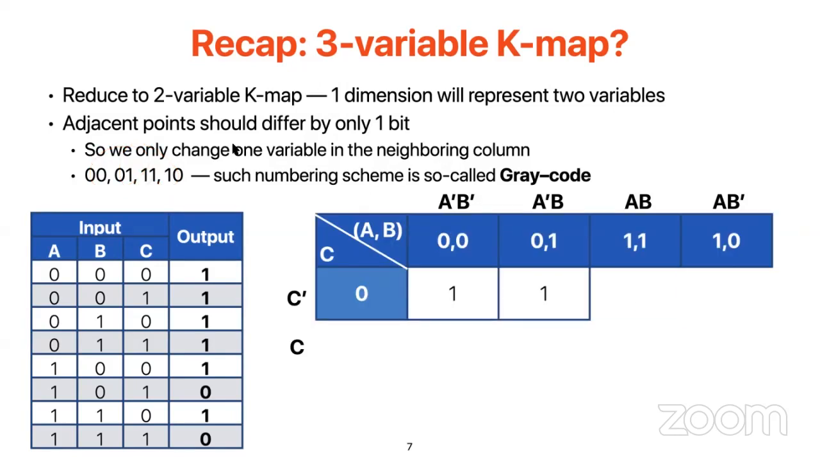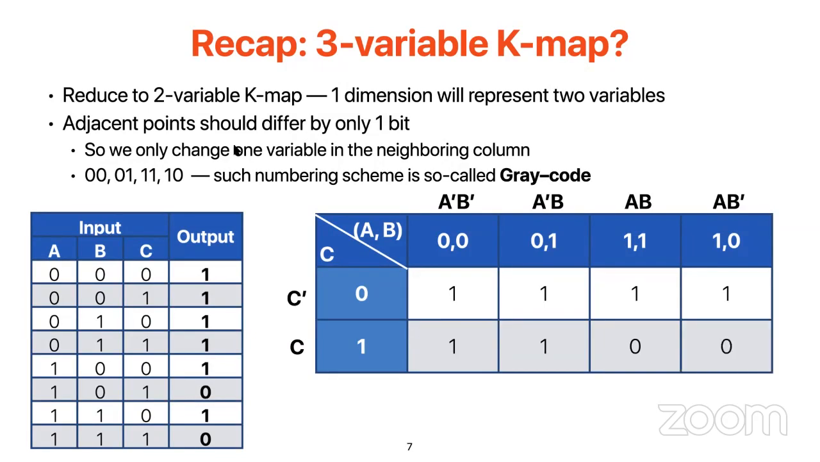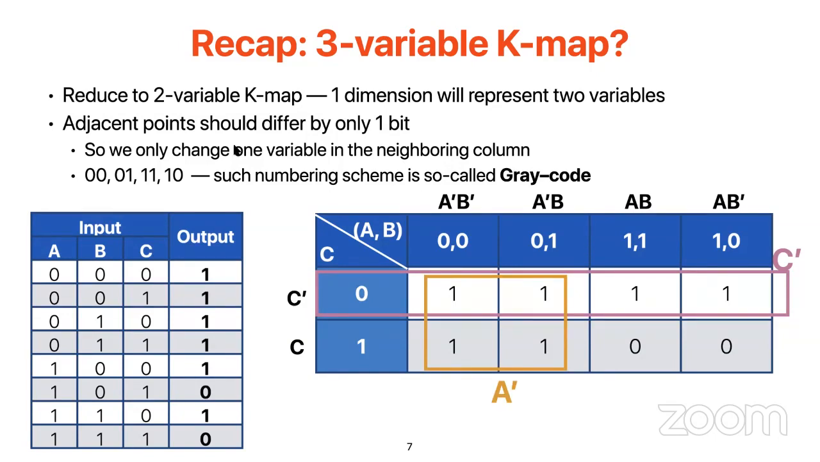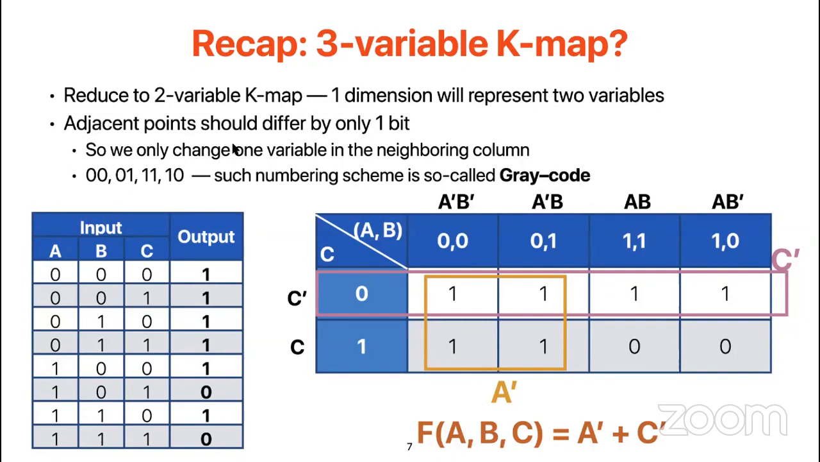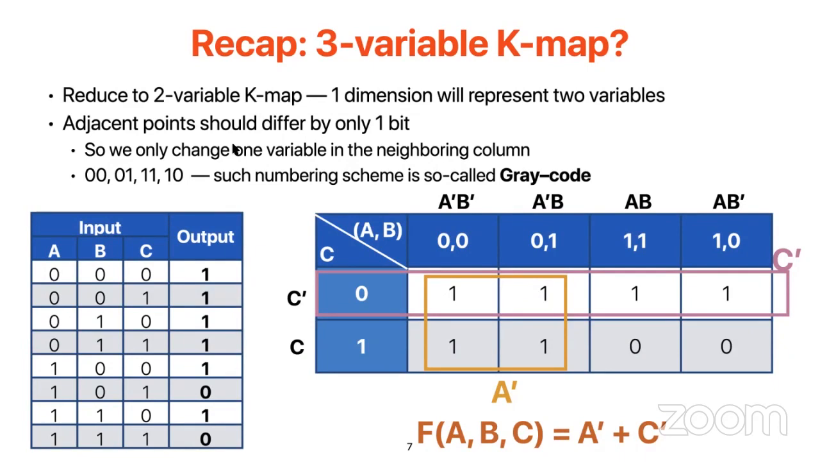And if you connect all the onsets together with size of 4, then you can easily get A prime plus C prime as the evaluation. If you find this familiar, it's exactly the same truth table that we have seen in the very beginning of the problem, right? So in this way, you can see how easy it is to simplify your circuit design with K-map.